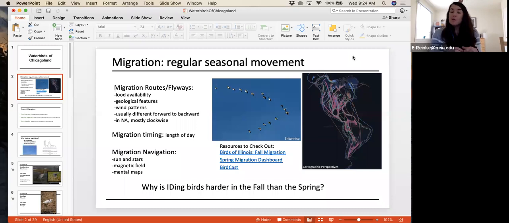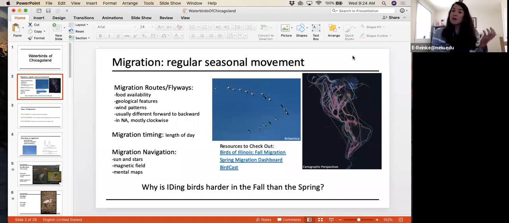What's really important to know about these flyways is that because of all these things that go into deciding where a flyway is, it's actually fairly predictable. Because of this, we know where, and we can also predict when to some extent, birds are going to be flying as they migrate in the fall and in the spring. These flyways are different depending on which direction the birds are moving. In the fall, they're moving south. In the spring, they're moving north.